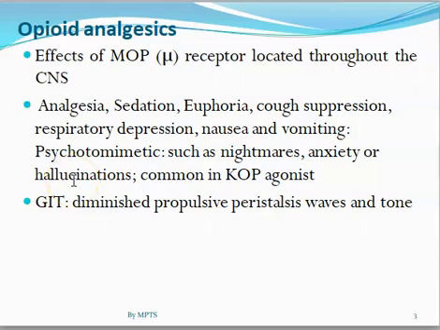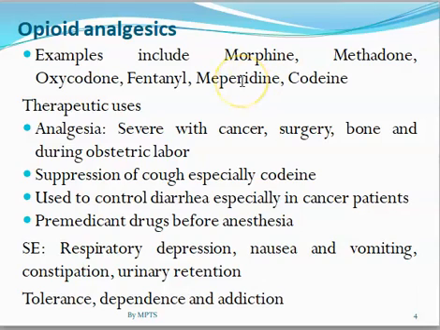However, also the mu receptors are located in the peripheral GIT, and this leads to diminished propulsive peristalsis. And what does this lead to? Of course, this leads to constipation, because when we have diminished peristalsis, there will be constipation. Now, which are those opioid analgesics? The examples are morphine, methadone, oxycodone, meperidine, codeine, and all these others.